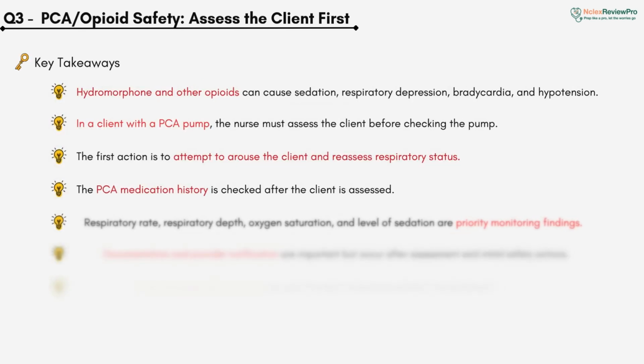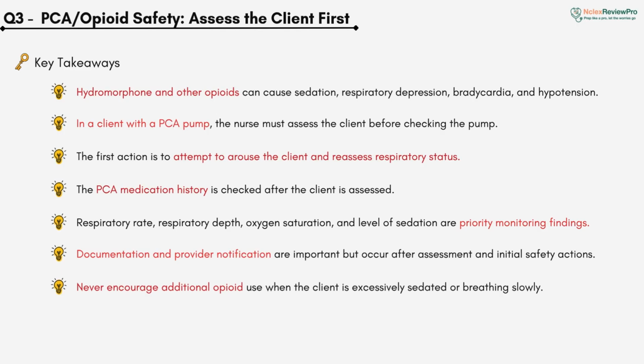The key takeaway is this: hydromorphone and other opioids can cause sedation, respiratory depression, bradycardia, and hypotension. In a client with a PCA pump, the nurse must assess the client before checking the pump. The first action is to attempt to arouse the client and reassess respiratory status. The PCA medication history is checked after the client is assessed.